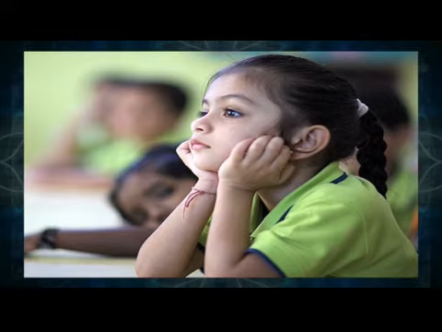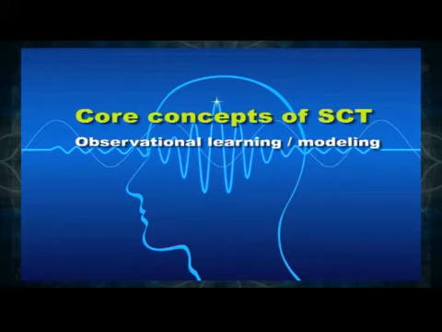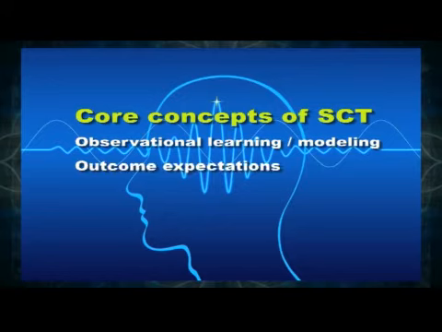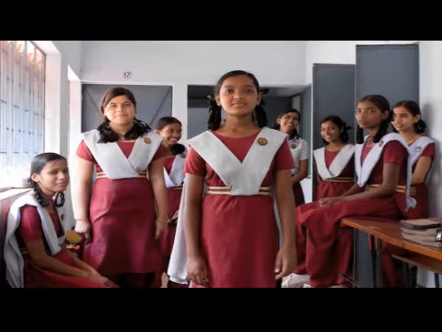There are 5 core concepts associated with the SCT framework. 1. Observational learning, modeling. 2. Outcome expectations. 3. Self-efficacy. 4. Goal setting. And 5. Self-regulation. Depending on whether people are rewarded or punished for their behavior and the outcome of the behavior, that behavior may become a model.